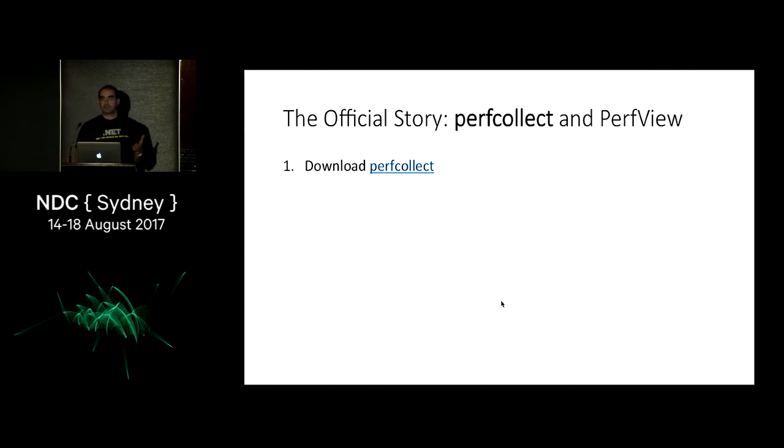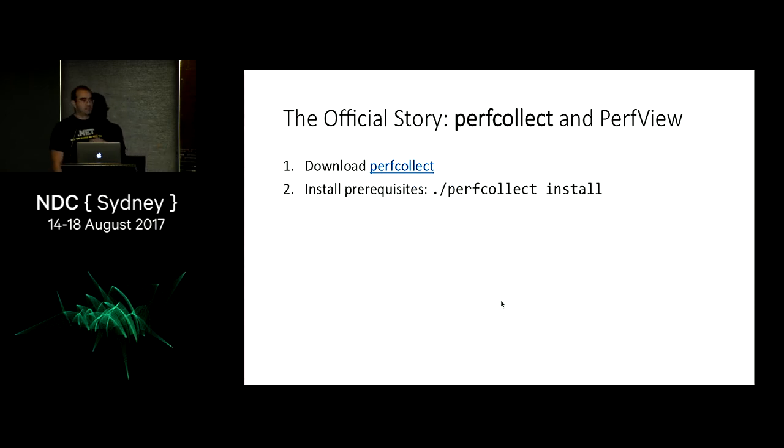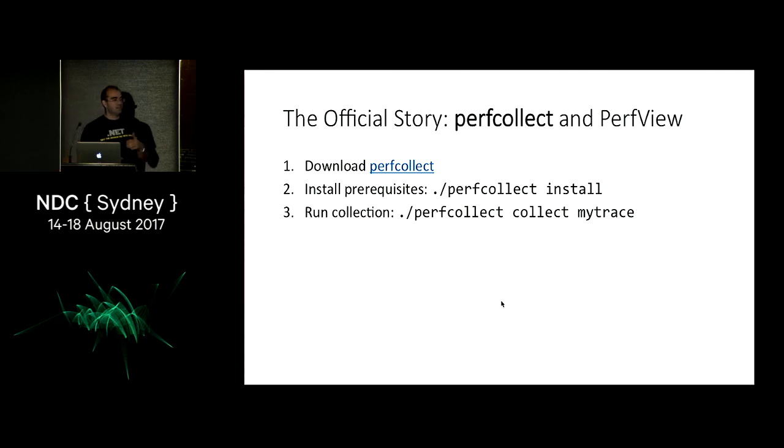You download that bash script, which is just a bash script, and then you run the script with the install argument, which installs a bunch of prerequisites. And they're tailored for different distributions. So the script detects which distribution you're on, downloads the different dependencies, installs them. That's all good. Then you run collection.